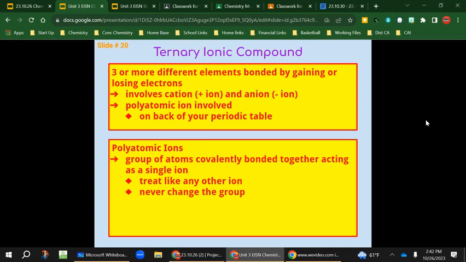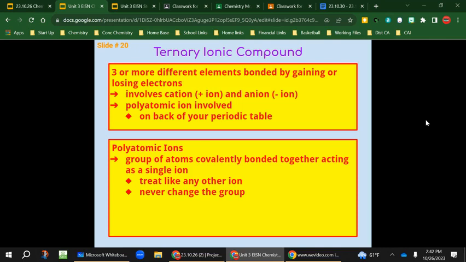And never, ever, ever change the group. Never say never, but never change the group, ladies and gentlemen. If it's an NO3 group, you do not change that. You do not make it N2O6. You do not make it NO5.